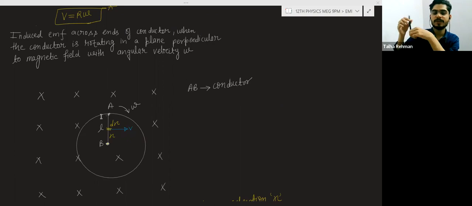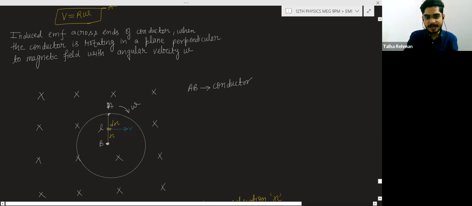So this is the induced EMF when a conductor is rotating in a given magnetic field. Okay, this AV is the conductor here. Your AV is a conductor having a length small l. And this conductor is rotating in the magnetic field. This is the magnet. This cross represents the inward direction of the magnetic field. So this conductor is rotating in the given magnetic field.